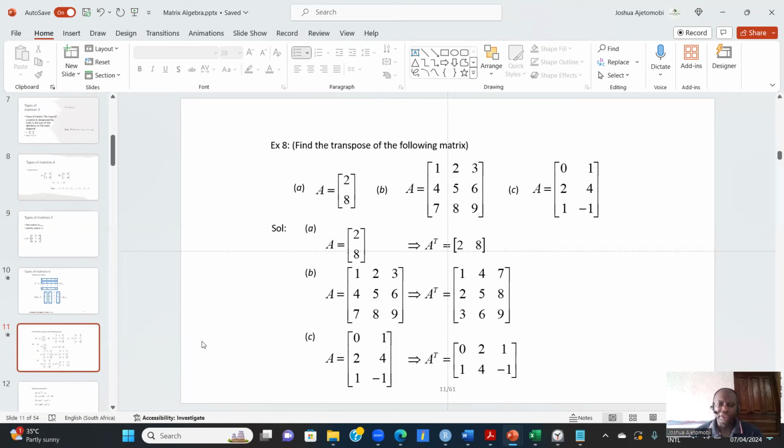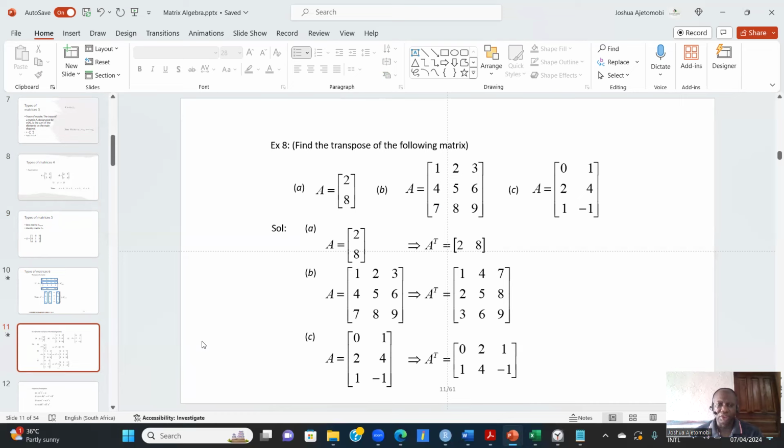And for C, we have it as 0, 1, 2, 4, 1, minus 1. To transpose A, it will become a row vector. That is, this 2, 8, which is a column, becomes a row. For B, row 1, which is 1, 2, 3, becomes column 1, which is 1, 2, 3, and so on. For instance, row 3, which is 7, 8, 9, becomes column 3, which is 7, 8, 9.